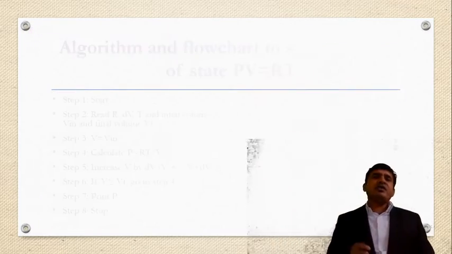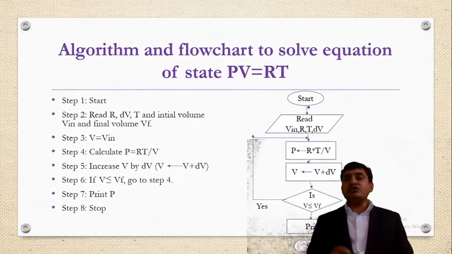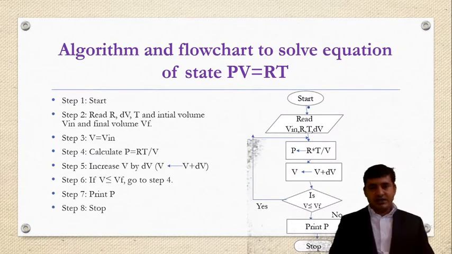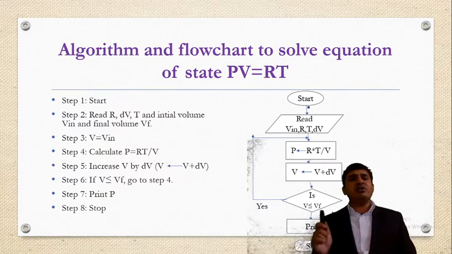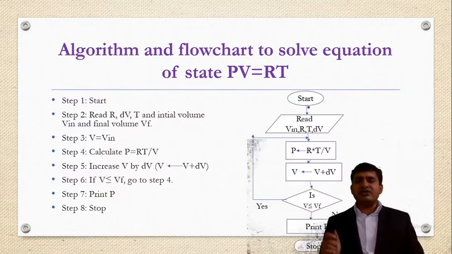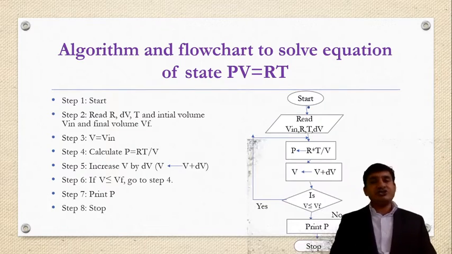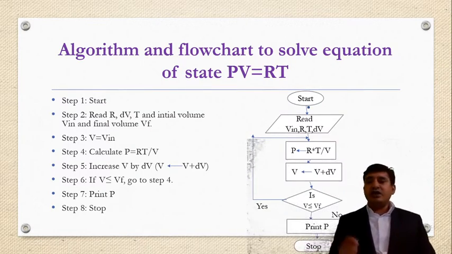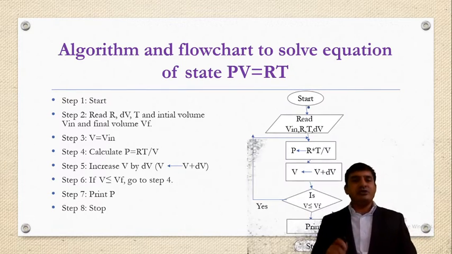Next, algorithm and flowchart to solve the equation of state, that is PV = RT. Actually, it is PV = nRT, but n is the number of moles, which is considered as 1. P is the pressure, V is the volume, R is the universal gas constant, and T is the absolute temperature.